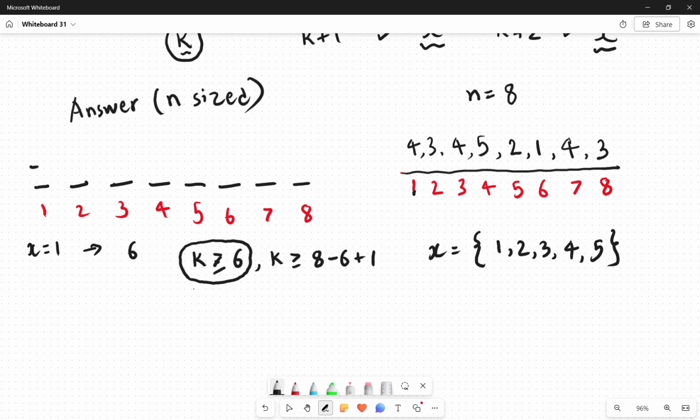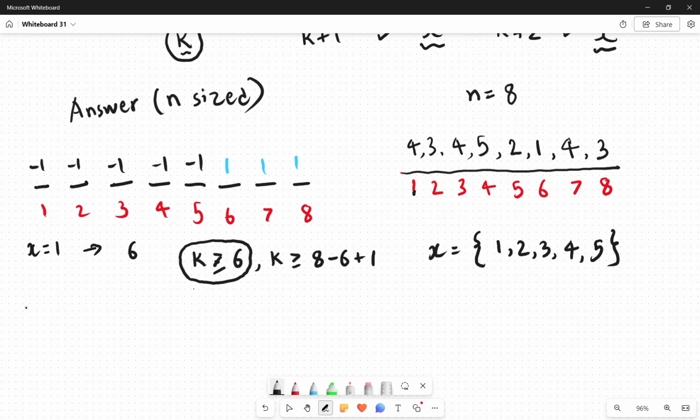So basically this array will be filled with minus 1 initially. I'll explain why. k greater than or equal to 6 means I can fill all the three values by 1. So 1, 1 and 1.